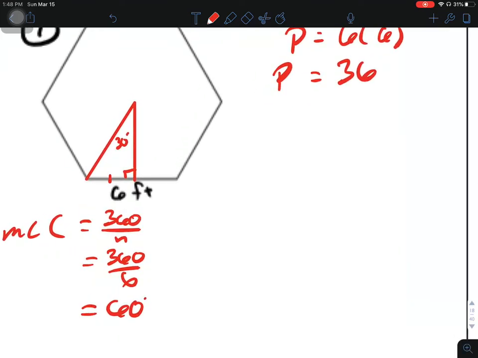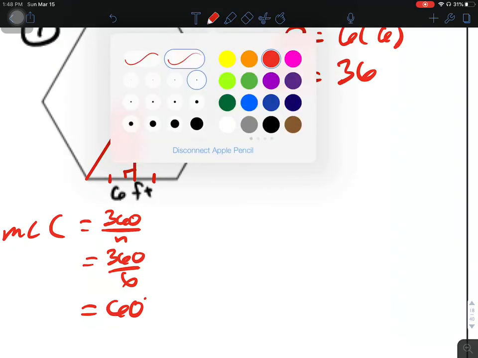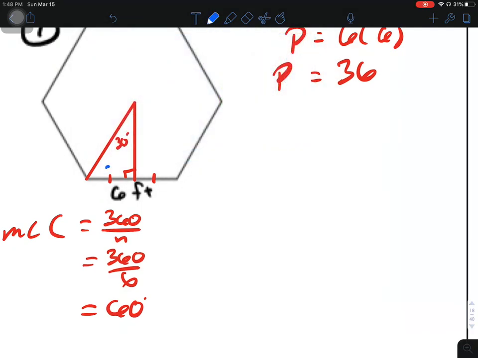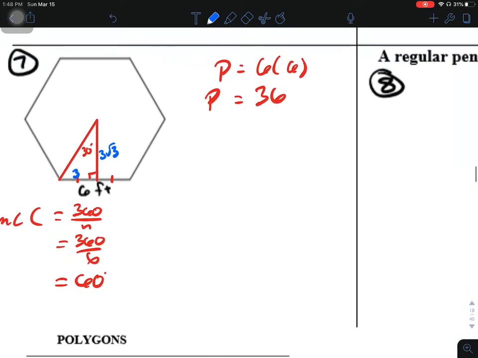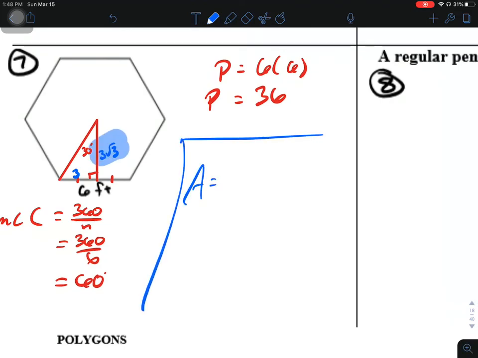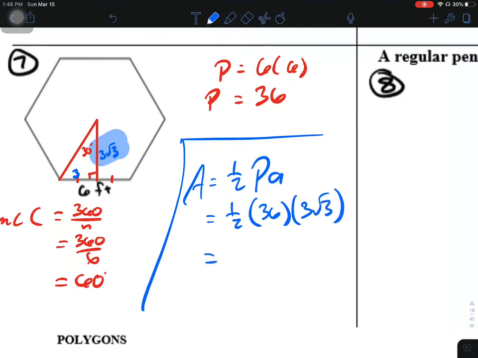Always cuts the opposite side in half as well. So if the opposite side is 6 and it's cut in half, that makes this 3. If that's 3, the long leg is 3 square roots of 3. So the apothem is 3 square roots of 3. To find the area of a regular polygon, it's 1/2 the perimeter times the apothem. The perimeter is 36. The apothem is 3 square roots of 3.